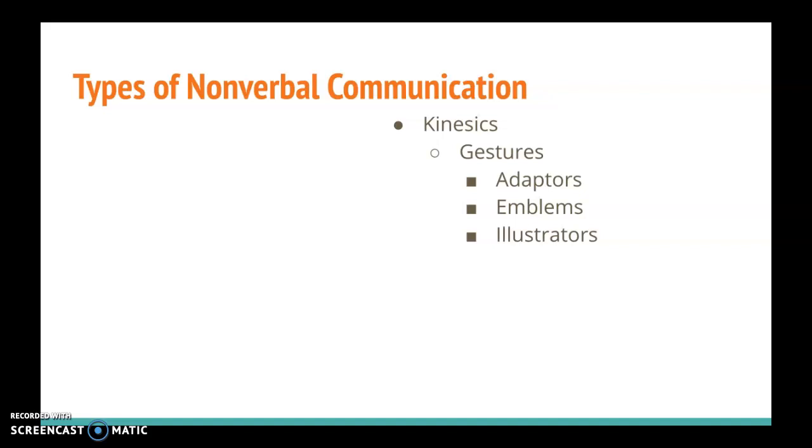Emblems are gestures that have specific and agreed upon meanings. So these are actually trying to communicate a message, usually intentionally, whereas adapters are just unintentionally communicating nerves, right? Emblems have specific agreed upon meanings. And these are different from signs that are used by people who are hearing impaired or others who use American Sign Language, because these emblems are not a formal part of any sign or language system, but they do have a meaning that we all kind of agree upon.